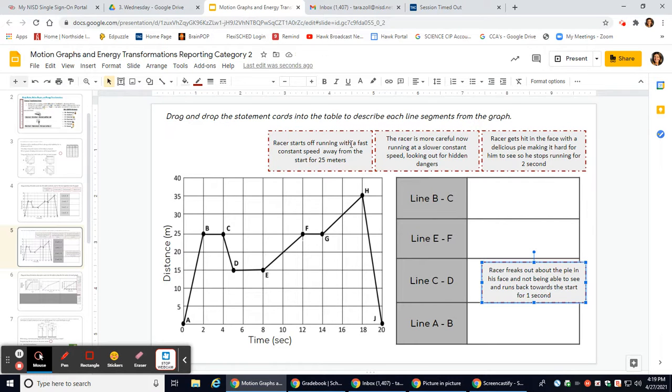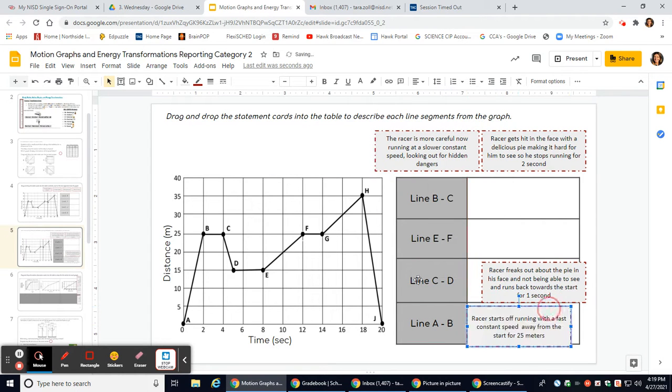Racer starts off running with a fast, constant speed away from the start for 25 meters. So that looks like A to B, and we do have that choice. So from here to here, remember, you're running really fast because the slope is steep, and you're constant because of the straight line. And we're going from 0 to 25 meters.